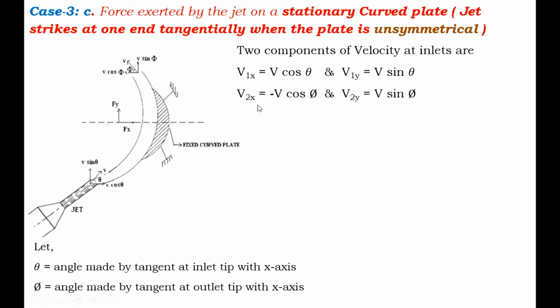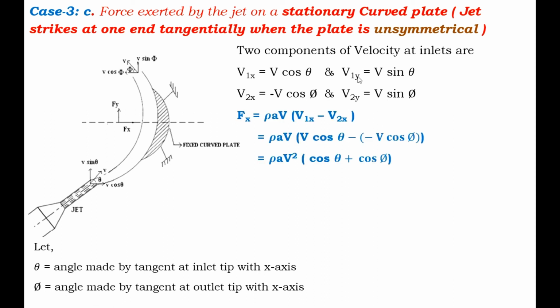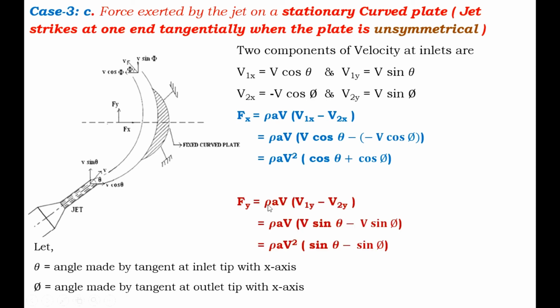And at the outlet we get v2x is equal to minus v cos phi and v2y is equal to v sin phi. Now to calculate the force exerted in the x direction by the impulse momentum principle, we get rho a v in bracket v cos theta minus in bracket minus v cos phi. After simplifying this, we get the force exerted in the x direction is equal to rho a v square in bracket cos theta plus cos phi. Similarly, you can find the force exerted in the y direction, which is equal to rho a v square in bracket sin theta minus sin phi.